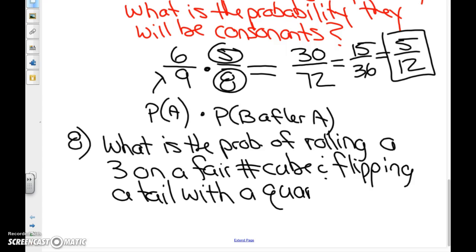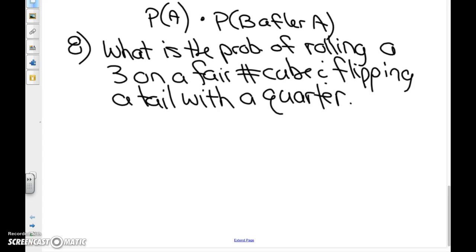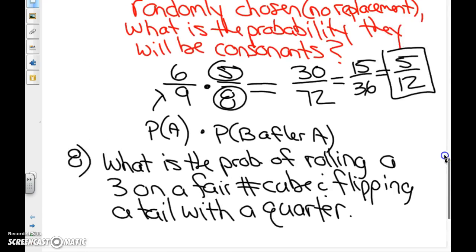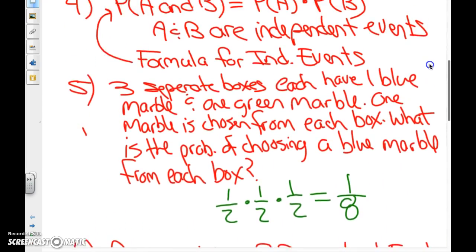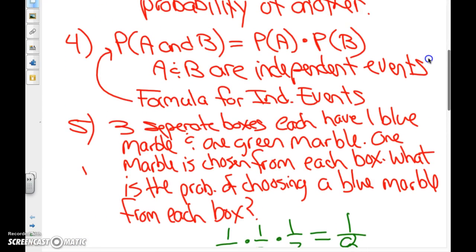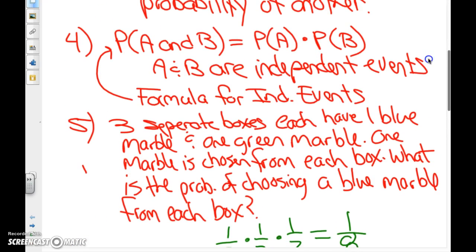So we have 2 different events, so therefore we have compound events here. We're rolling a number cube. We're flipping a quarter. What is the probability we're going to get a 3 and a tail? Dependent or independent, my friends? Independent. So if we're dealing with independent events, we're going to our formula for independent events, which is the probability of A times the probability of B.